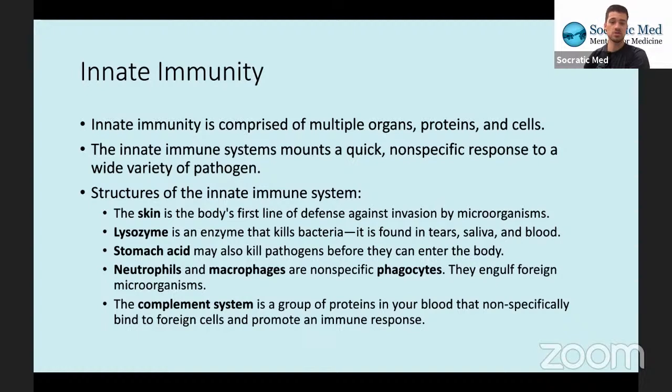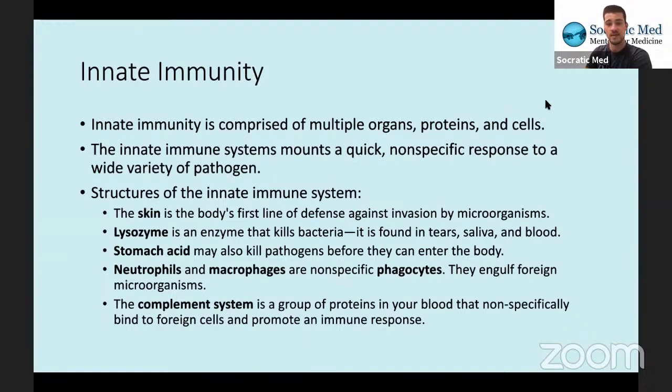So some of the structures of the innate immune system: the skin is the body's first line of defense against invasion by microorganisms. So sometimes we don't really think of the skin as an organ, or we don't really think of it as part of the immune system, but it actually is. It's a pretty important part because it separates the internal part of your body from the external. So it really is the first line of defense against physical invaders into your body.